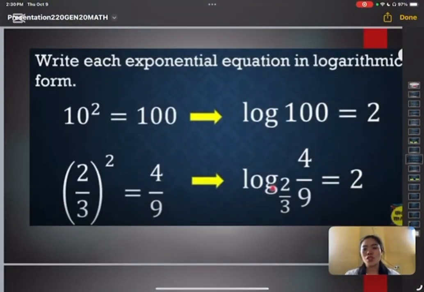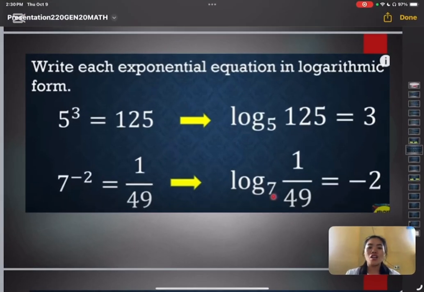Now let's continue writing exponential equations in logarithmic form. We have here 10 squared, or 10 raised to the power of 2, is equal to 100. That becomes log 100 is equal to 2. Since the base is 10, that's under a common logarithm, wherein the base is 10. So you no need to write base 10.